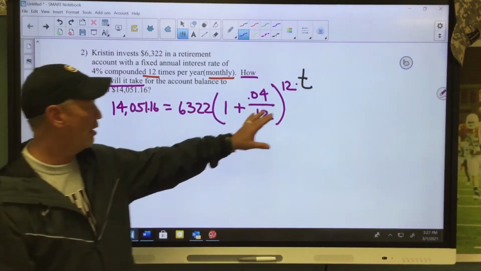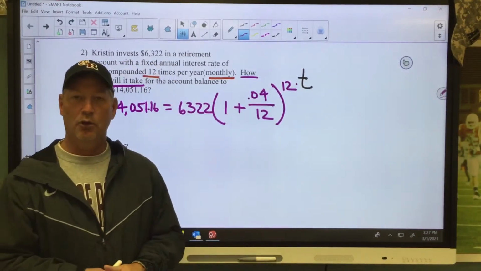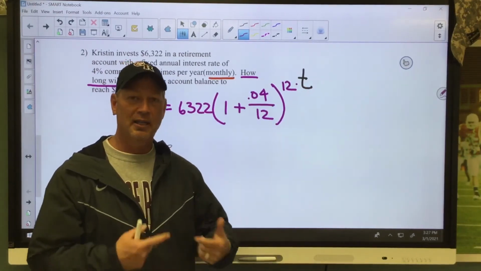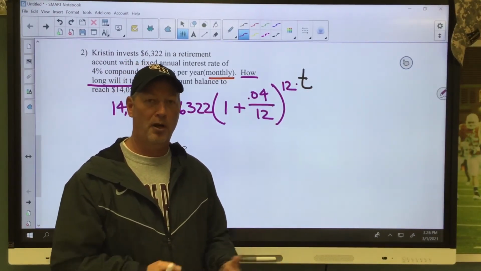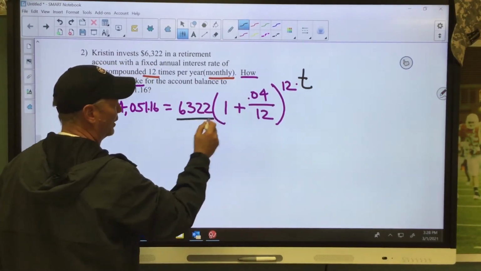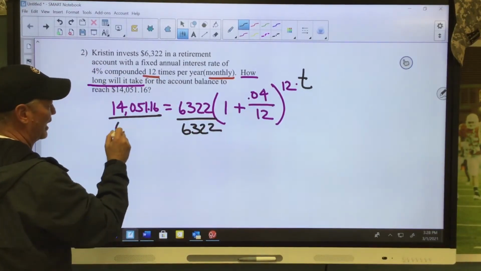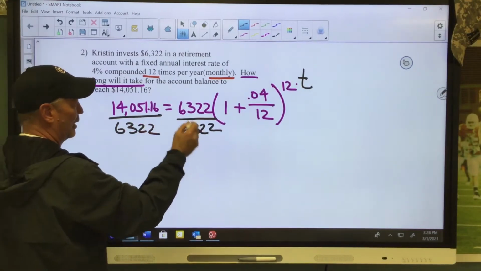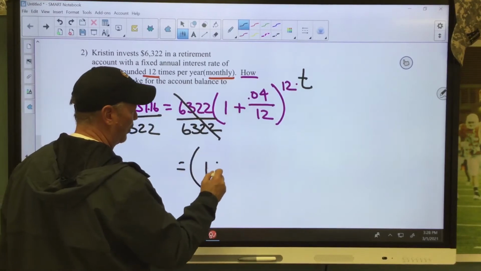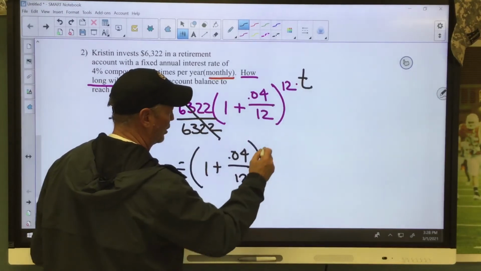So we want to try to get T by itself. Now remember what we did when we did growth and decay. If we're trying to solve for a variable that's an exponent, we're going to end up converting to log form to solve the problem. But before we do this, we're going to move this to the other side. Divide by 6,322. That will cancel. That's going to leave me with 1.04 over 12 raised to the 12t.